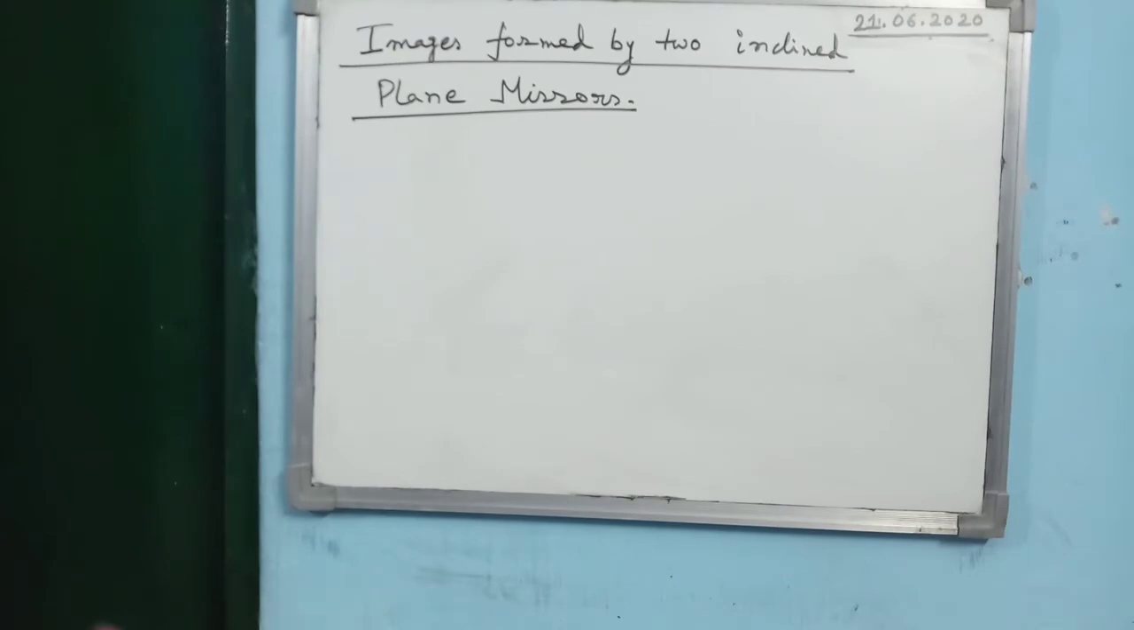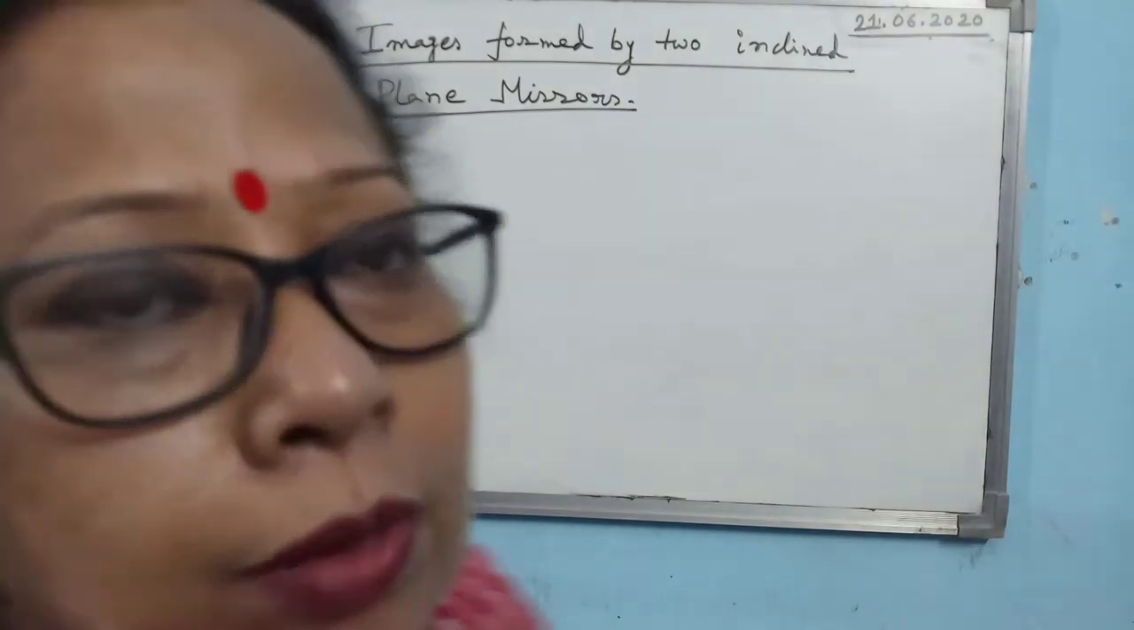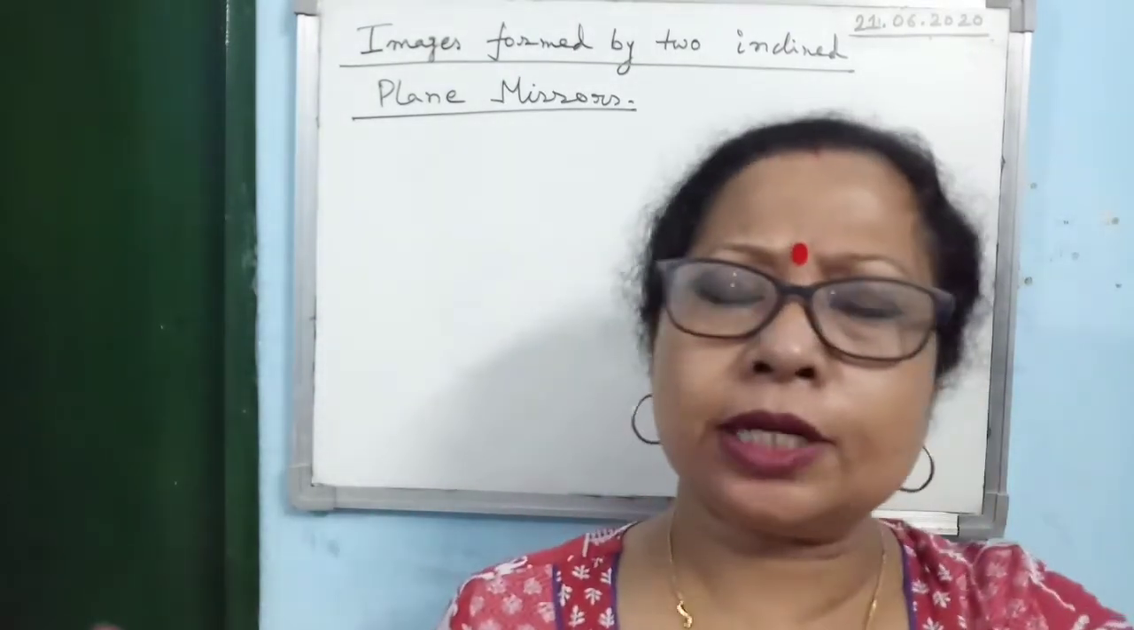Next topic is images formed by 2 inclined plane mirrors. So the previous one was there: one mirror and one object you have kept in front of it, and you have got one image.